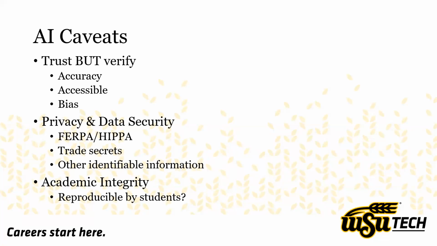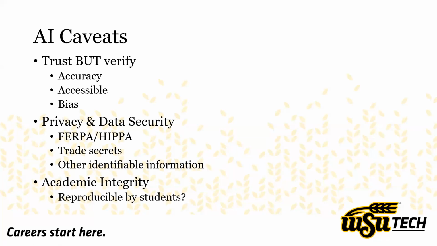Then you also have to think about privacy and data security. FERPA, HIPAA: with any information we put into AI, we have to be careful not to include student identifiable information. HIPAA, if you are in the health programs, teaching nursing, you want to be careful about that. Those of you in manufacturing or aviation may be dealing with content that is proprietary, so trade secrets and things like that you want to be aware of. And then other identifiable information.